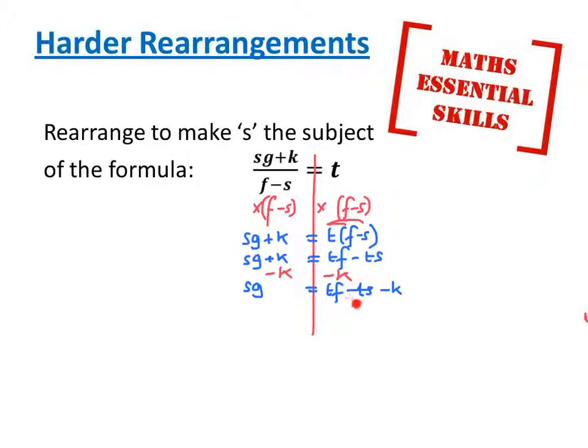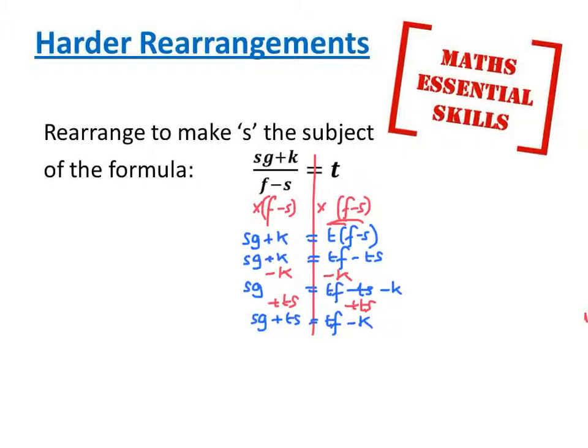Now I'll spot there's an S here on the right, so let's remove that by adding the TS to both sides. That will cancel it out on the right and it will move it onto the left. I've now got SG add TS equals TF minus K.